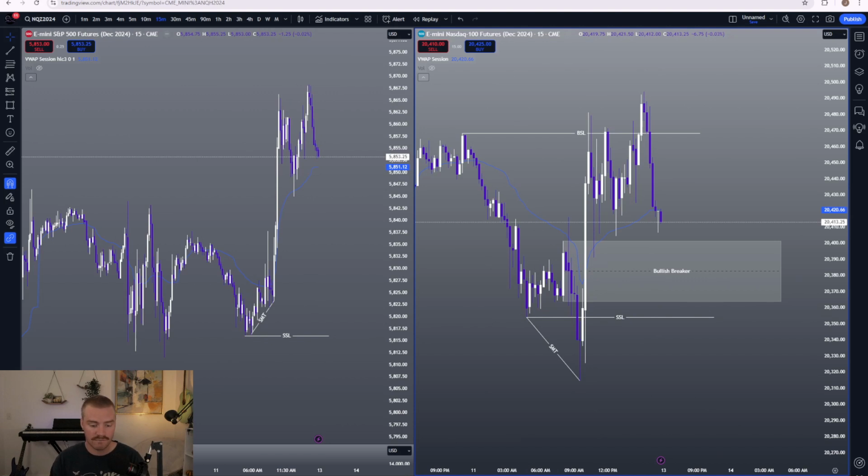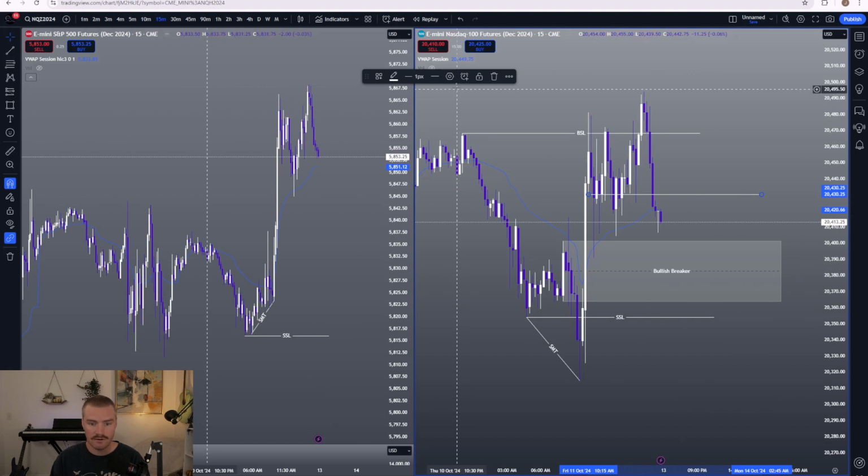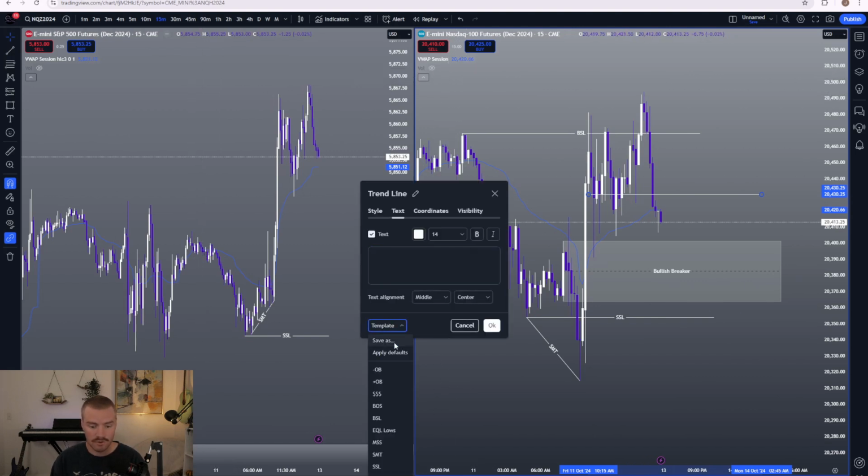But we also want to look at the fair value gap, right? We see this fair value gap right here on the 5-minute or on the 15-minute. That's actually our full unicorn model right there. So we can title that unicorn.